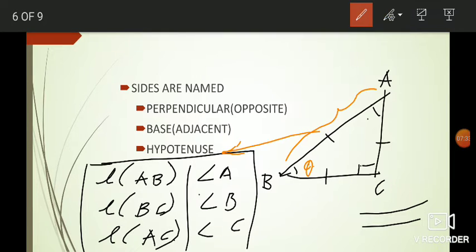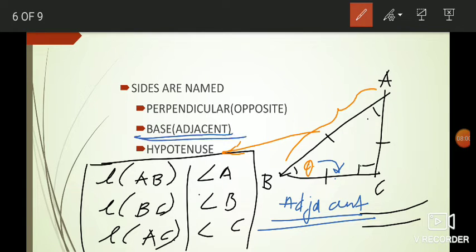Now the next side is the side that is adjacent to the theta, like this side. Side BC is adjacent to this theta. Okay, it is called the adjacent side. Side adjacent to the theta is called the adjacent side. We have one more name for this adjacent side, that is base. So when you are studying Pythagoras theorem, you usually hear this term like base square plus height square is hypotenuse square. So it is the same base.